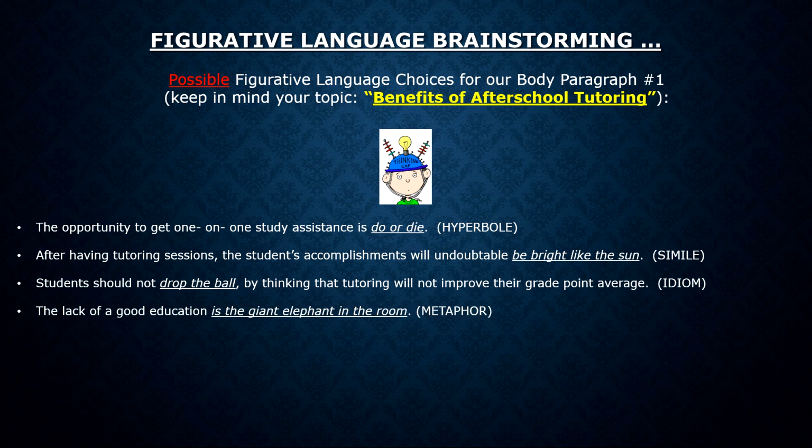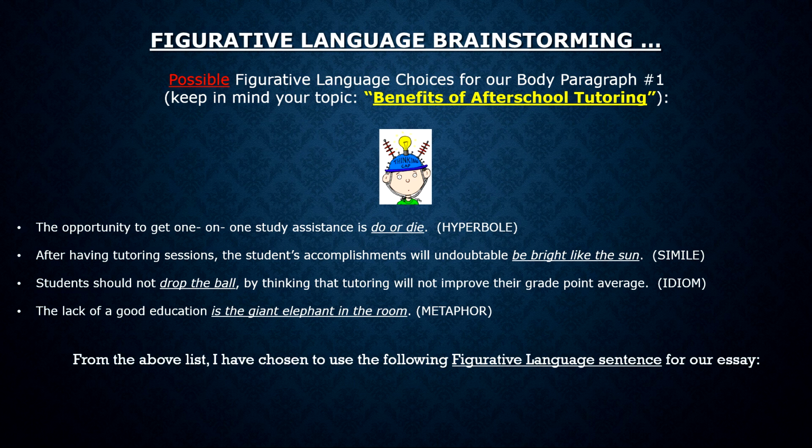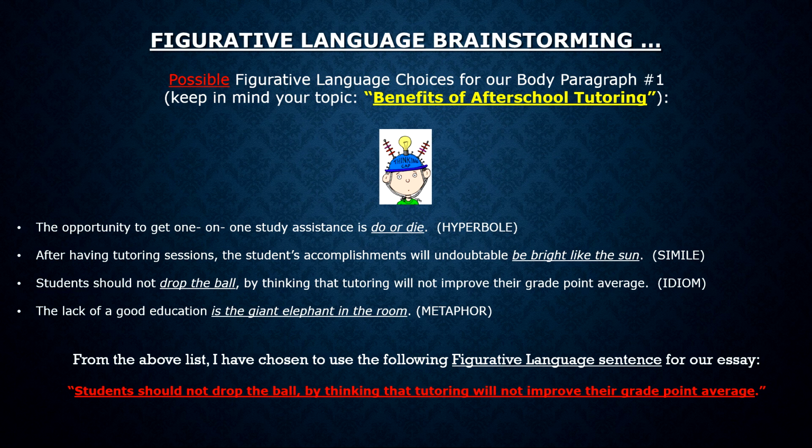The lack of a good education is the giant elephant in the room. We're comparing the lack of good education as being a giant elephant in the room. Therefore, it is a metaphor, comparing two unlike things. From the above list, I have chosen to use the following figurative language sentence for our essay. Students should not drop the ball by thinking that tutoring will not improve their grade point average.